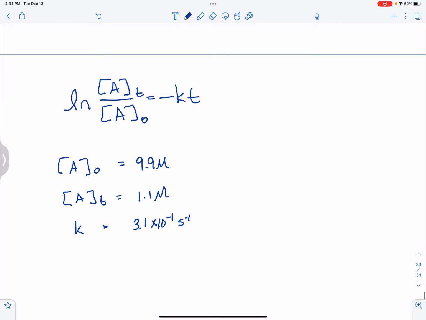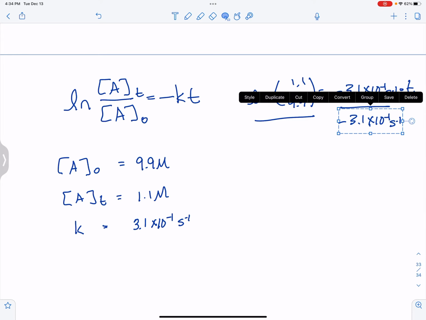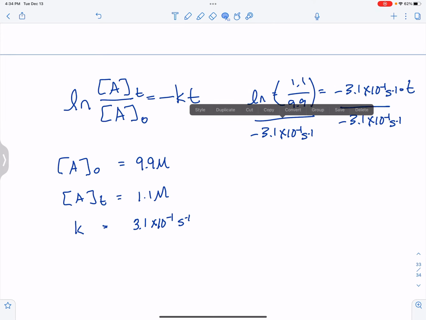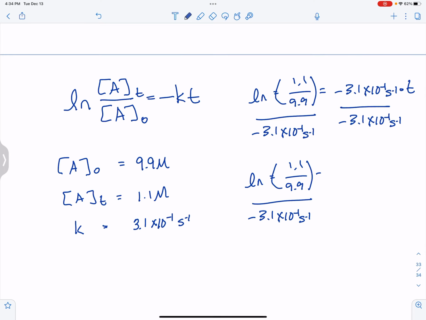Real quick example. So we have these terms right here. We have this equation. Then all we would do is we would just say ln of 1.1 over 9.9 equals negative K, which is 3.1 times 10 to the minus 1 seconds to the minus 1 times T. So that means we just need to divide both of these by that term. And sometimes I like doing this with just the letters first. So if you had wanted to divide both sides by that negative K, that would have been a great idea. So ultimately I have this is equal to T.